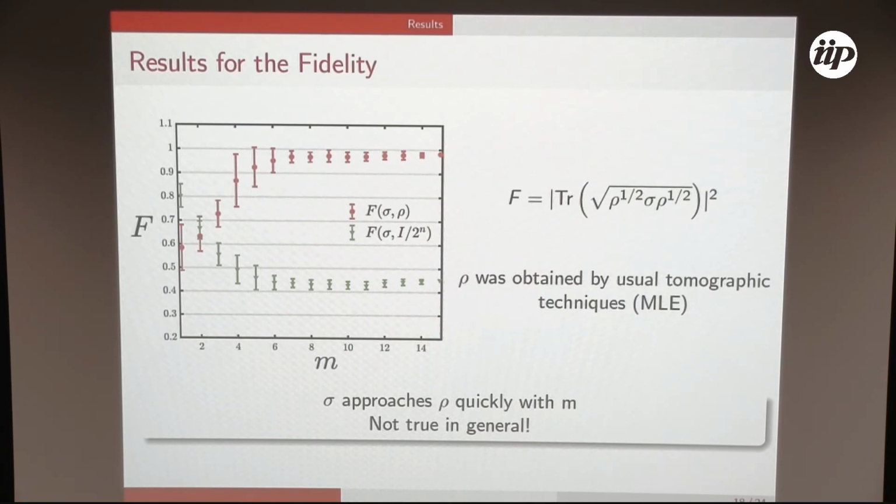Indeed, it is not guaranteed that the approximate density matrix sigma will be similar to the complete density matrix rho. The theorem does not give any information on how sigma will be. It just says that the prediction will be similar.